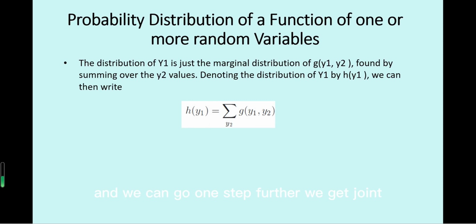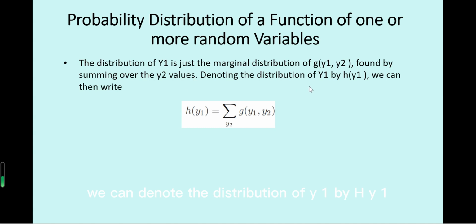And we can go one step further. We get the joint probability distribution of y1 and y2. Then we can calculate the distribution of y1. This is just the marginal distribution of g(y1, y2) by summing over all y2 values.